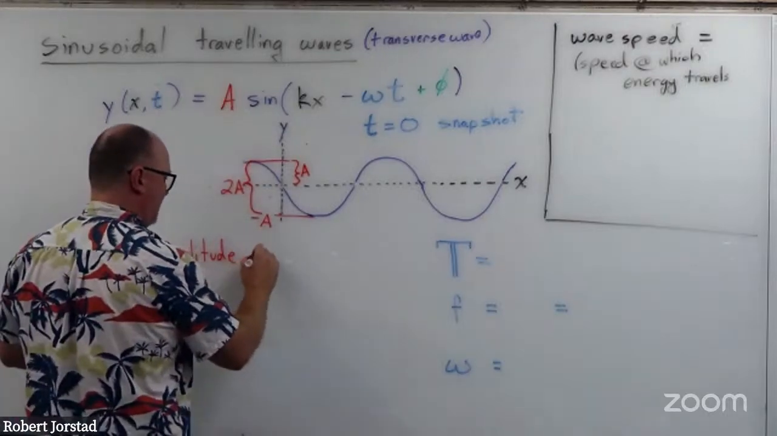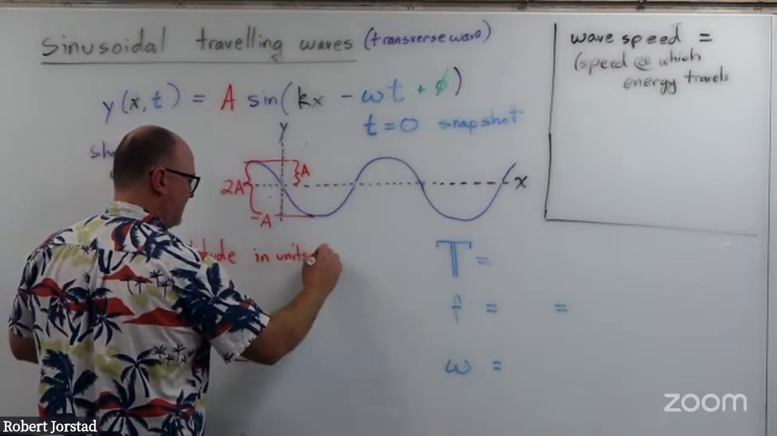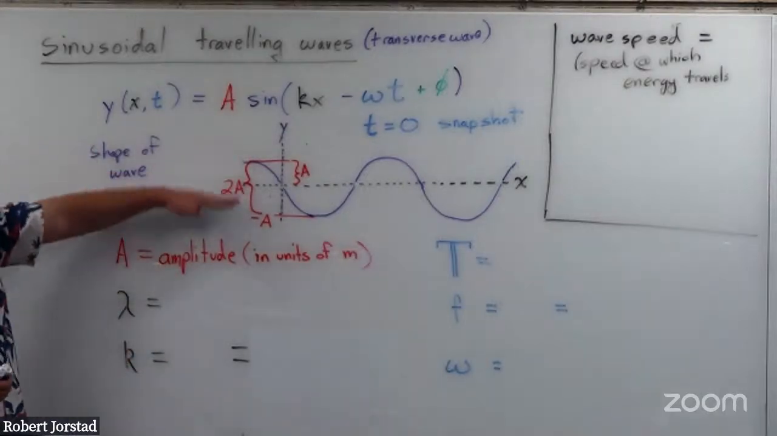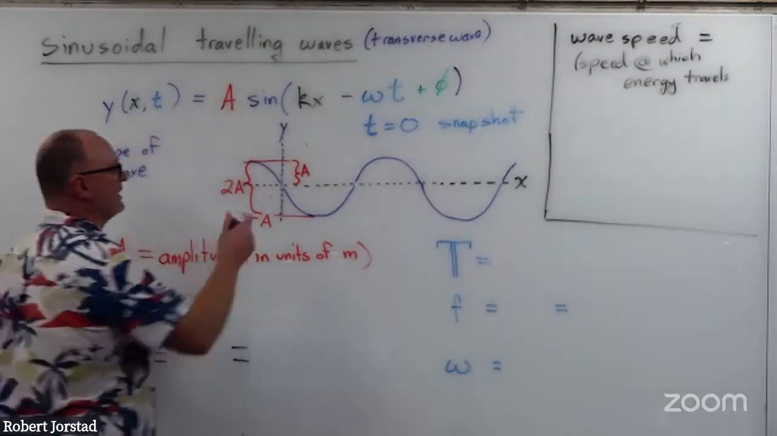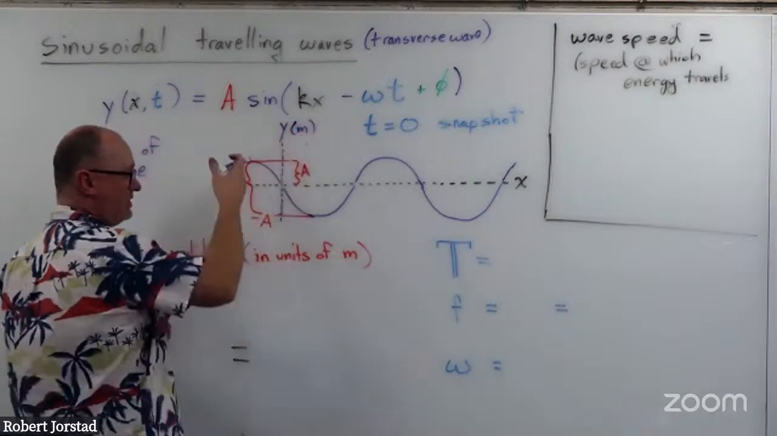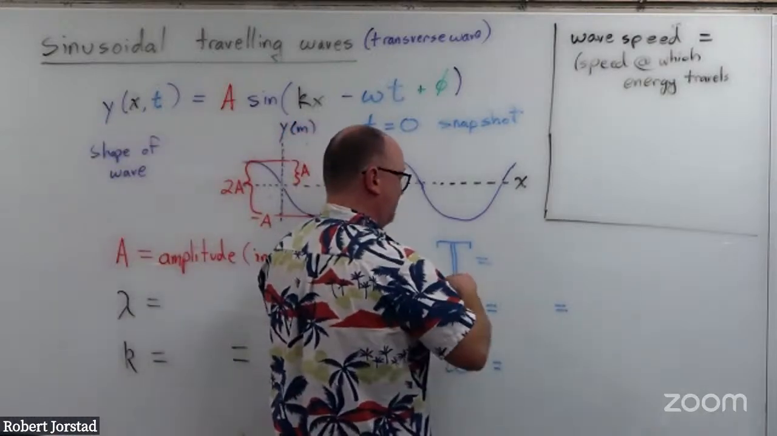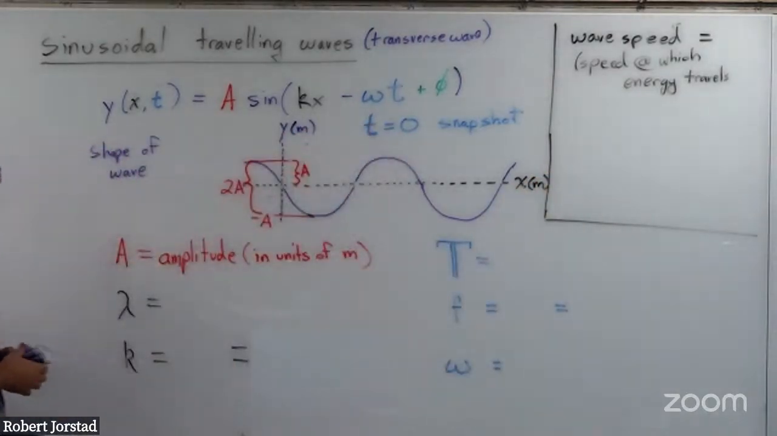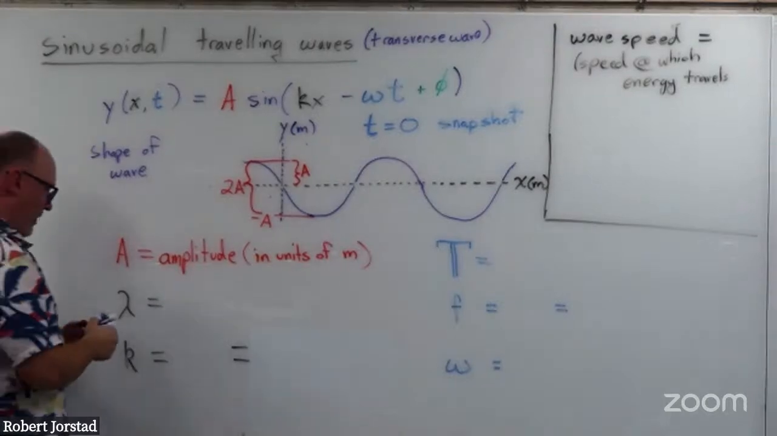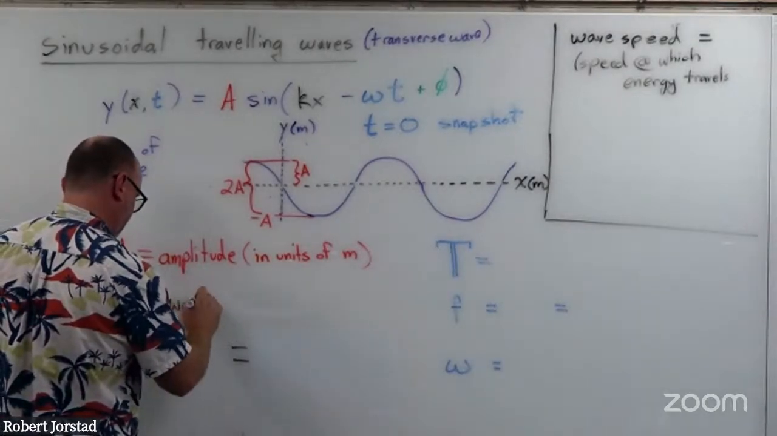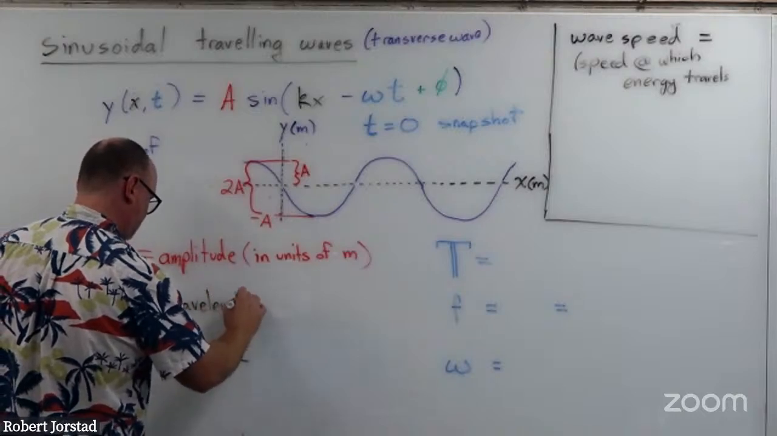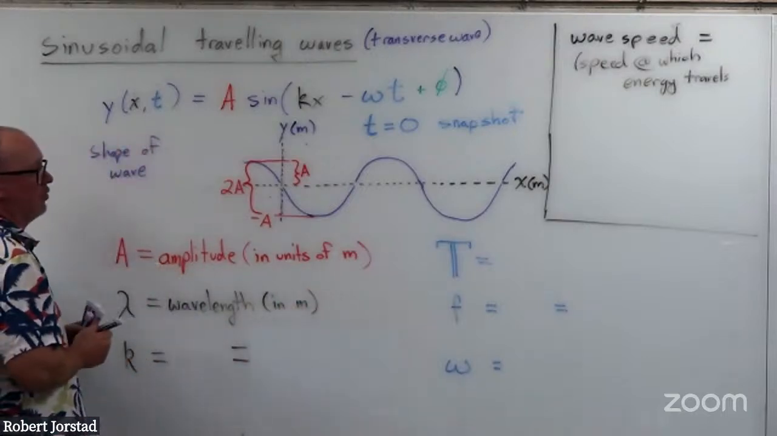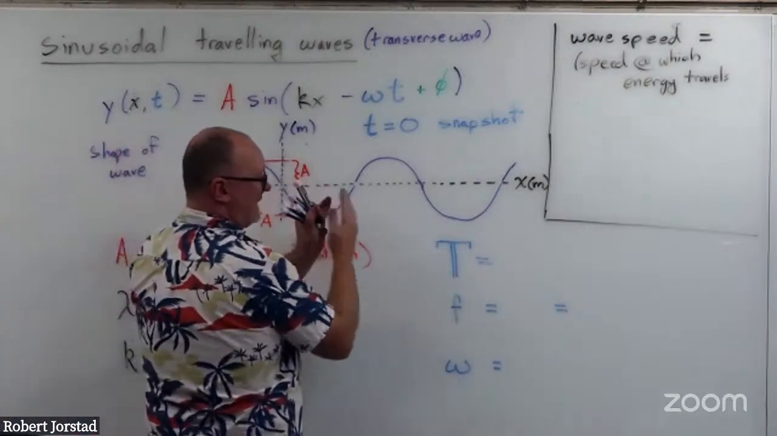It's in units of meters. Obviously, you could have feet or whatever. That's going to be a distance. Remember the units on here. Y is a shape, it's a distance. X, the length, is going to be in meters. All right. Lambda is called the wavelength. Also in meters. And the wavelength has to be a length.